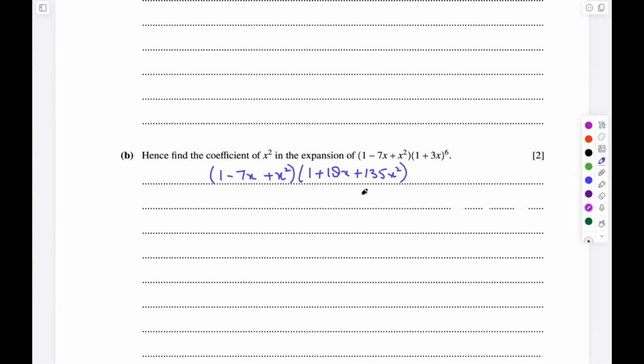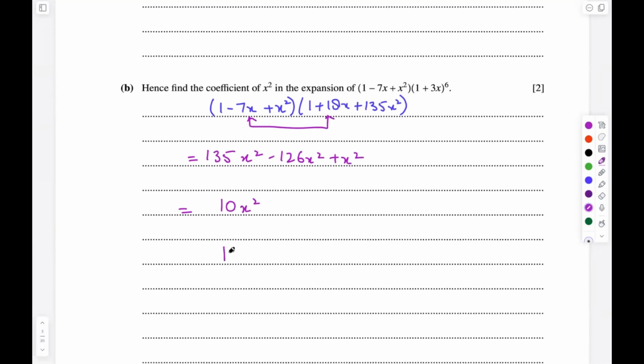Now for the coefficient of x squared, we'll multiply the terms which will make an x squared. So 1 will multiply by 135, so that will become 135x squared. -7x will multiply by 18, so 7 times 18, that is minus 126, so this will be minus 126x squared. And x squared times 1 will make it a plus x squared. Simplifying this, 135 minus 126 is 9, and 9 plus 1 is 10, so this will become 10x squared. Finally, we can write the answer for the coefficient of x squared as positive 10.